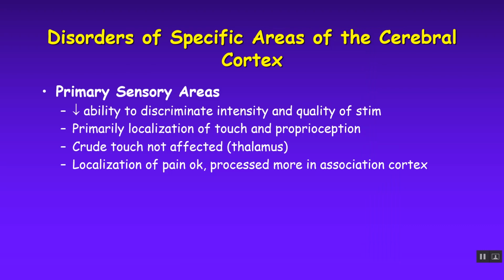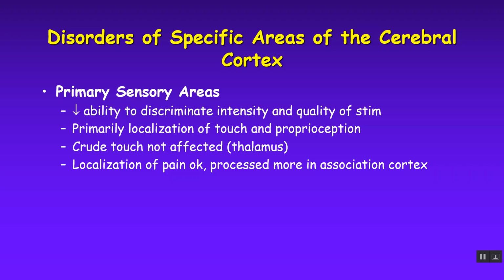So now we're going to talk about disorders of specific areas of the cerebral cortex. If you damage the primary sensory areas, the post-central gyrus specifically, you're going to have a decreased ability to discriminate the intensity and quality of the stimulus. So you're just going to feel like your arm or your leg has that dead, wooden kind of sensation. You may not be totally numb.